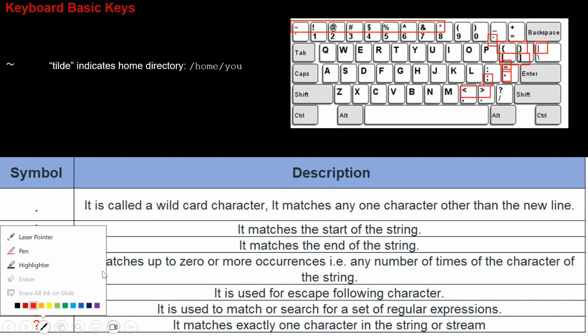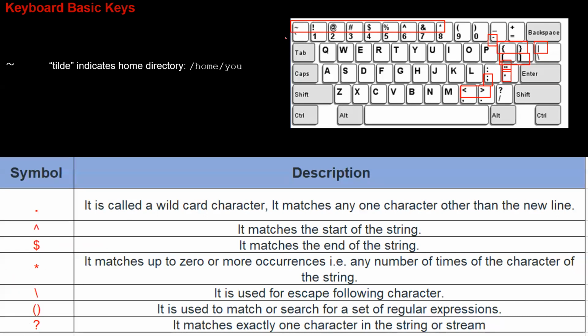Here, this symbol is called tilde, as you can see. Tilde indicates the home directory, so I can easily go to the home directory by pressing this button. Then you can see the @ sign, hash sign, $ sign, percentage, caret, ampersand, and asterisk. These symbols are all very useful in the Unix system.